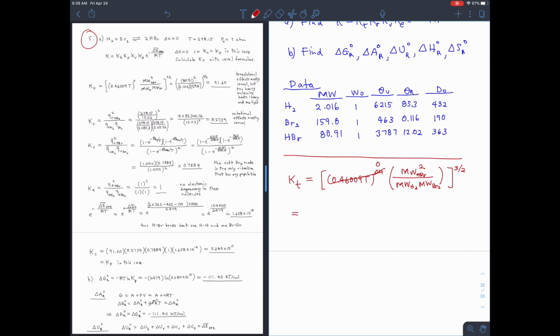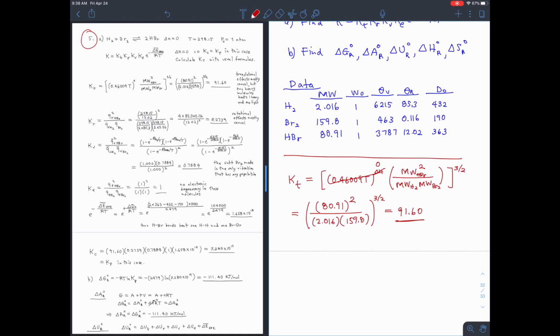This becomes just molecular weight for HBr is 80.91 squared divided by 2.016 and 159.8, all to the 3/2 power, and that turns out to be 91.60 for the contribution from translations.